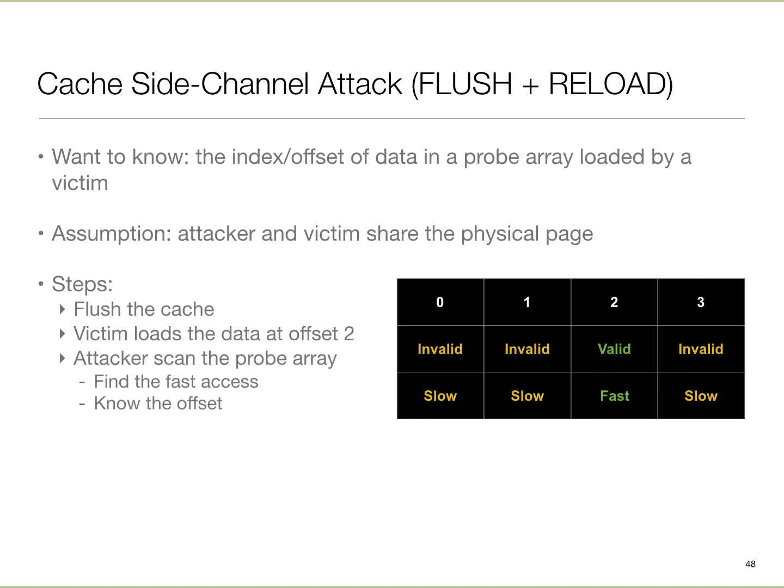Then the attacker will scan the whole probe array. Remember, the attacker shares the physical page, so the attacker essentially has the ability to probe the same set of addresses, and it will find which cache line it is seeing a fast access at, and therefore it can know the offset. So the victim process has this array, it puts the data in one of those locations, and the secret here is where it put the data, and then the attacker scans through this array because it's mapped to the same cache line, and therefore it can know where the victim put the data.